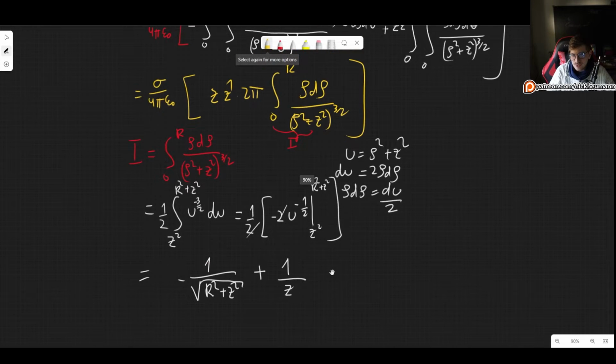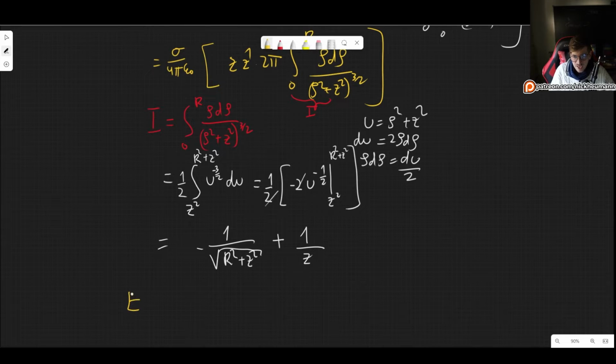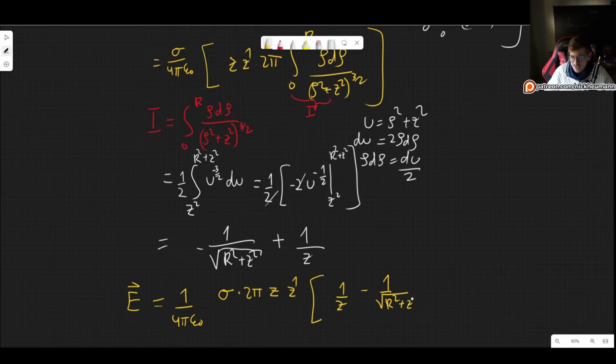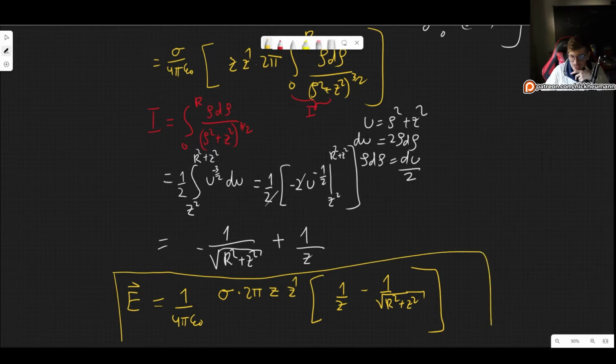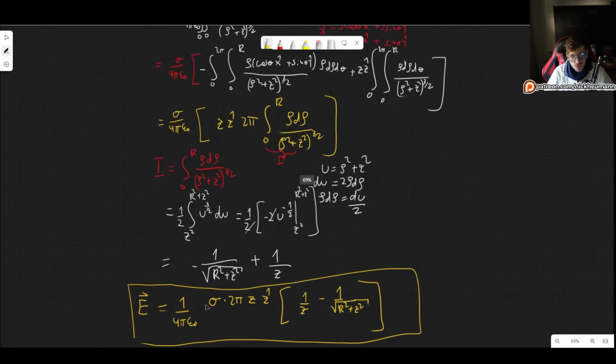So now let's plug it back into our formula for the electric field, and we will have our results. So the electric field is going to be 1 over 4 pi epsilon 0. And then we have, let's see, sigma times 2 pi. We have a z that was already outside. We have z hat. And then we need to multiply by 1 over z minus 1 over the square root of r squared plus z squared. All right, so this is the result for the electric field. Now, let's just quickly corroborate this.